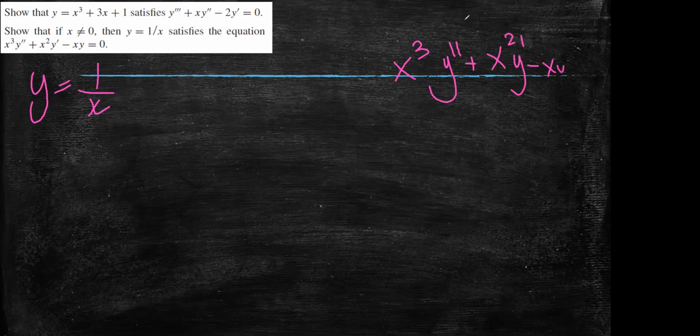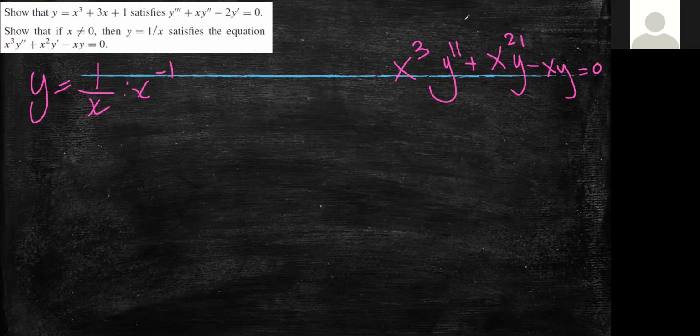Now look at the second one here. In the second one, they told me that if y is equal to 1 over x, show me that x cubed times y double prime plus x squared y prime minus xy equals 0. This is the equation I want to show or to prove. So what do I need to find? I need to find y prime and y double prime only.